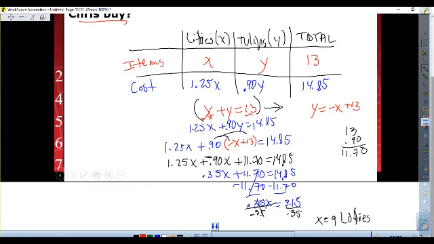And which equation is for the items? x plus y equals 13. And instead of x, we're going to write 9 plus y equals 13, minus 9, minus 9, y equals 4, and that corresponds to tulips. And your sentence will be, Chris bought 4 tulips and 9 lilies with $14.85.